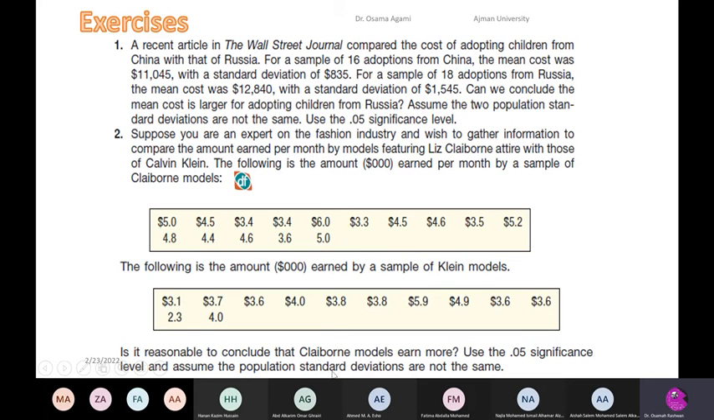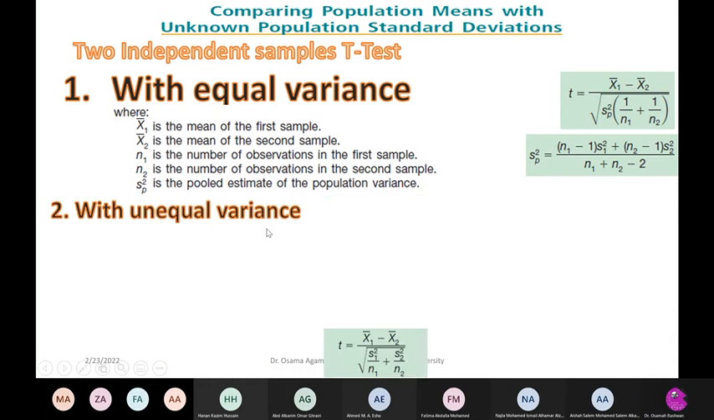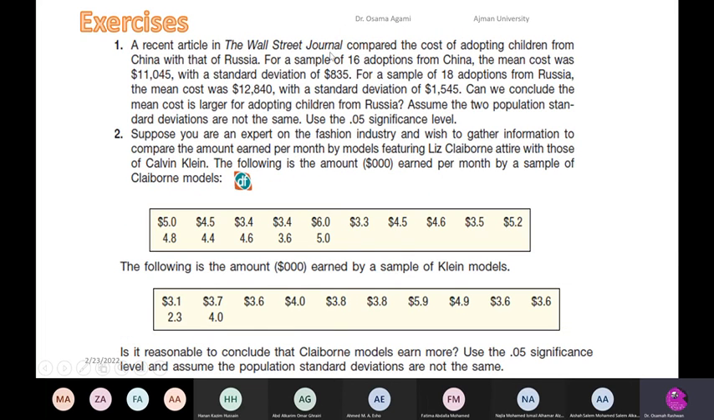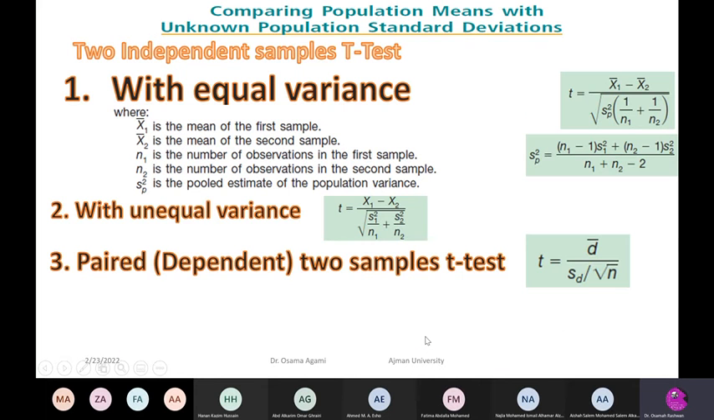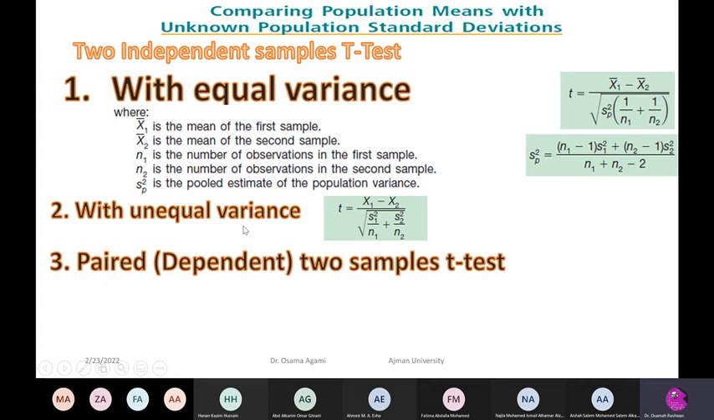And in this one, he's telling you the population standard deviations are not the same. So we are going to use the t-test with unequal variance. Sorry, he said here the two population standard deviations are not the same, right? And not the same means we are going to use t-test for unequal variance. This one, right? Okay.